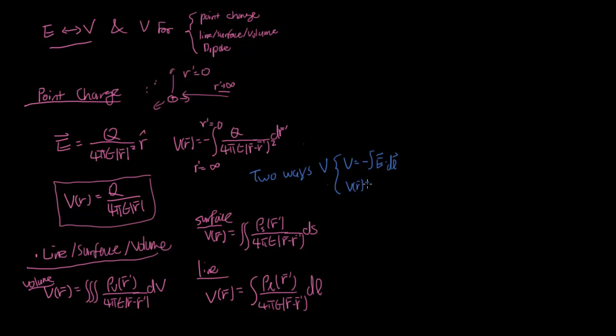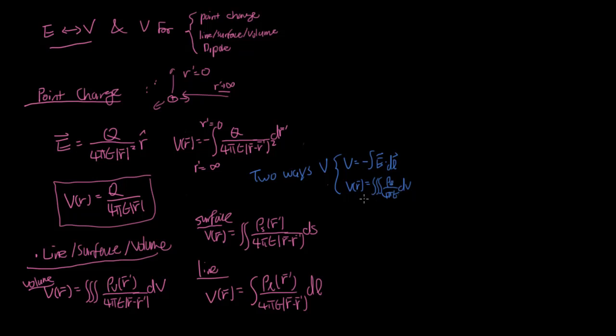V of r is going to be equal to some kind of charge over 4 pi epsilon and then dv or ds or dl. So you can do that. Again, if you're given the electric field, you can take the integral to find the potential, but this set of formulas here gives you another way of finding the potential directly from the charge.